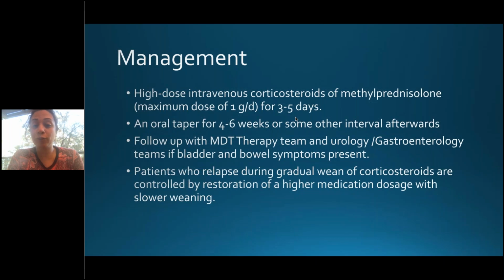Patients who relapse during the gradual wean of steroids, we restore them and put them back on the higher medication dose where they were controlled at that point, and then we do another slower wean.